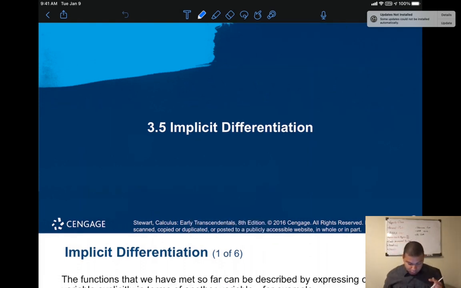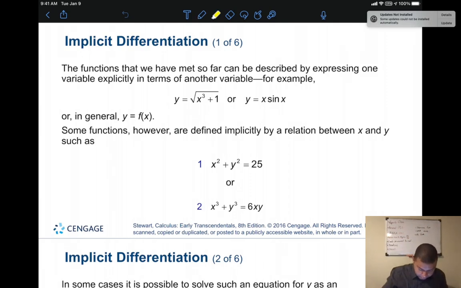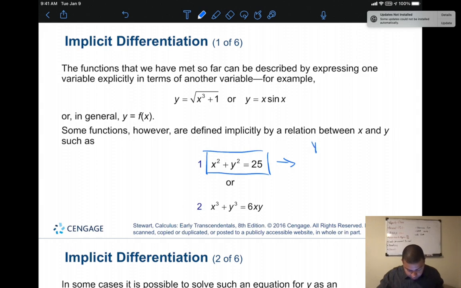Whenever you see an expression like this, y is a function of x, so you could write it as y squared equal 25 minus x squared, and then take the square root. That's the first problem you find right there, because you have two possible solutions, and if you want to derive, you have to derive both, so that's already an issue.